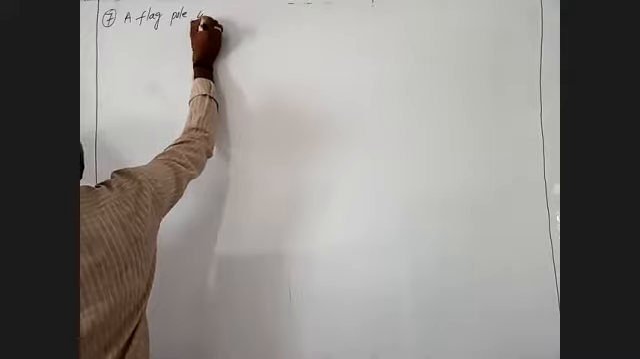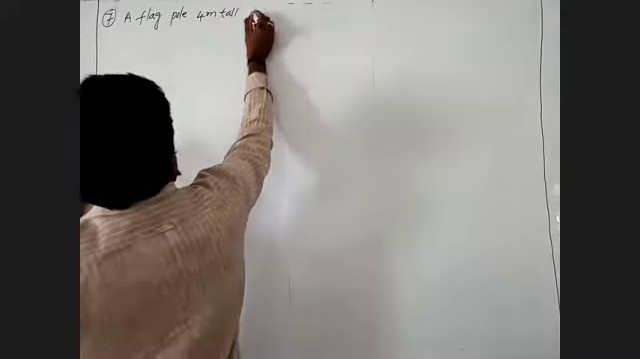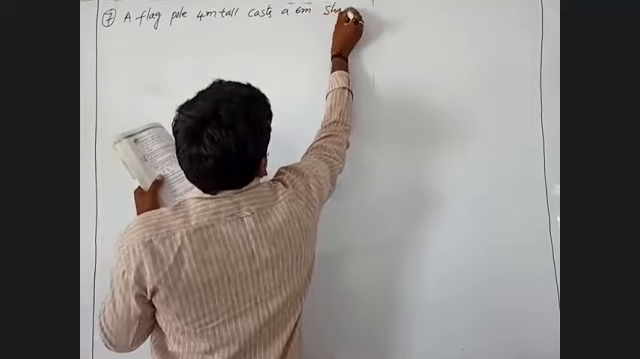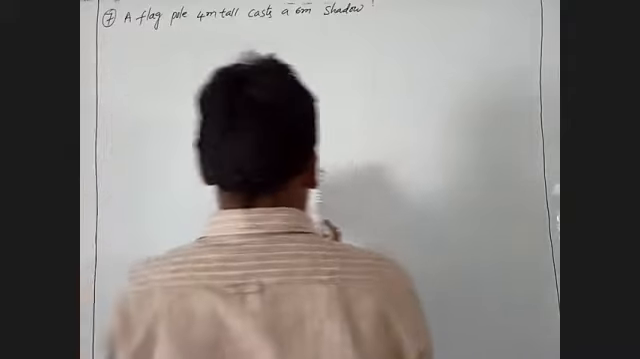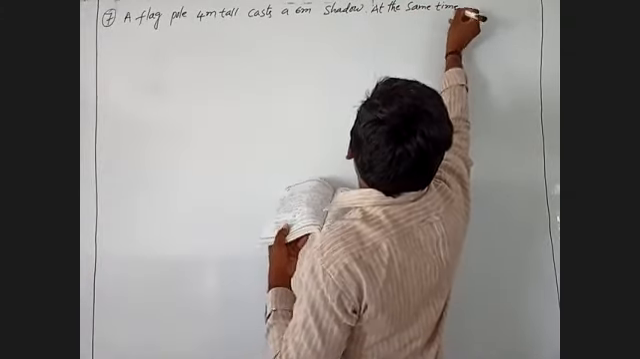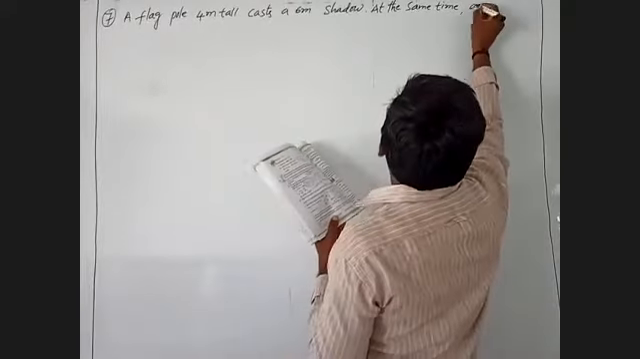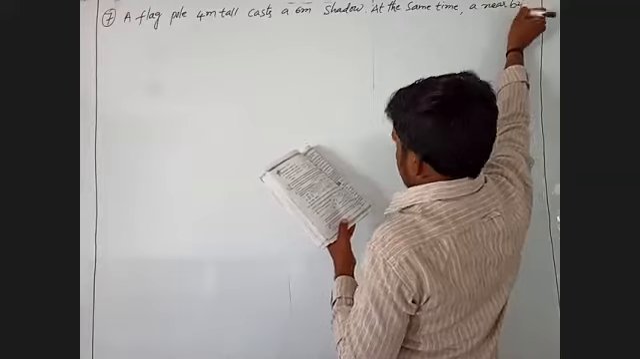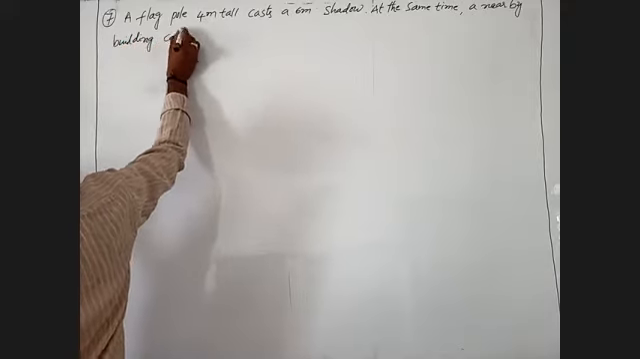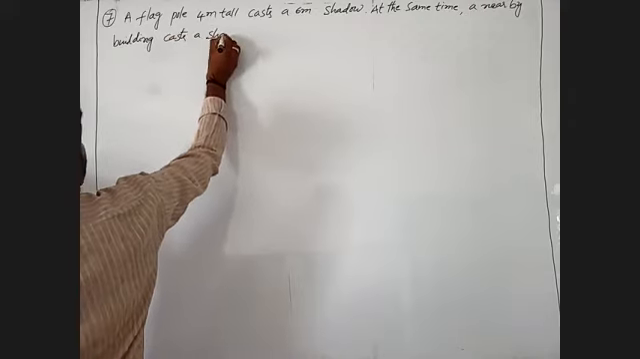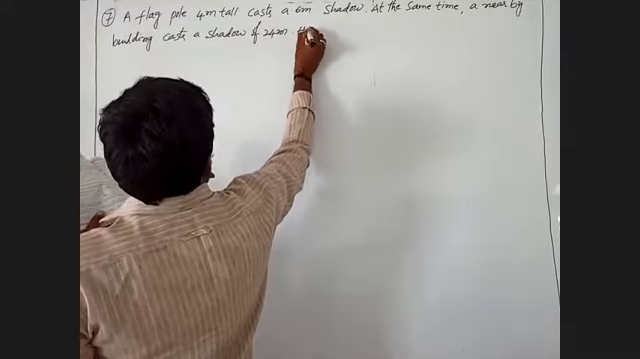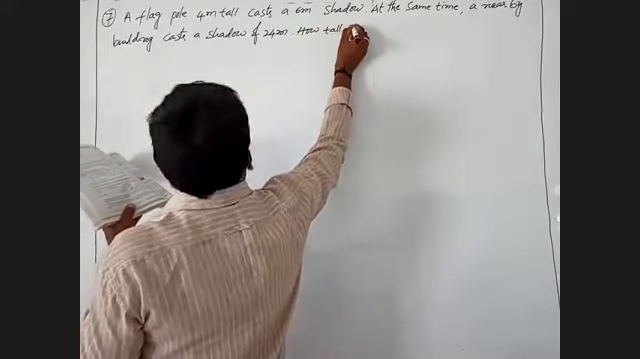A platform 4 meters tall and a 6 meters shadow, at the same time, a nearby building has a shadow of 24 meters. How tall is the building?